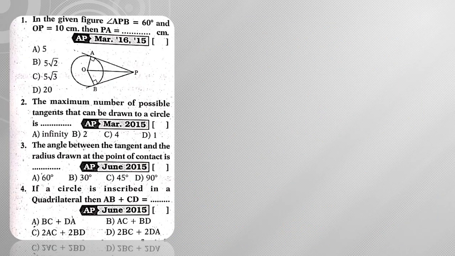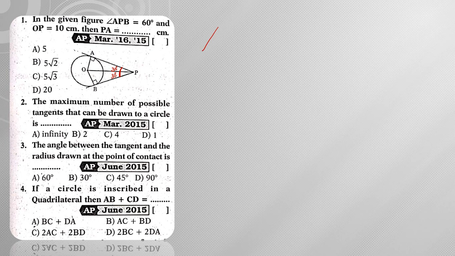In the given figure, angle APB is equal to 60 degrees. So here APB means this particular angle. If this angle is 60 degrees, then I can say that this part is 30 degrees and this part is 30 degrees, and he has given OP is equal to 10 centimeters. He is asking for the PA value.